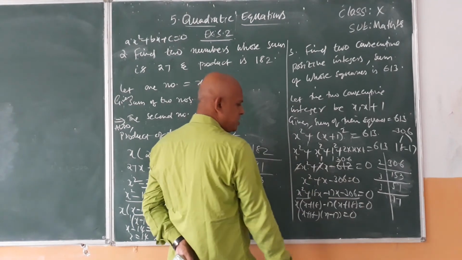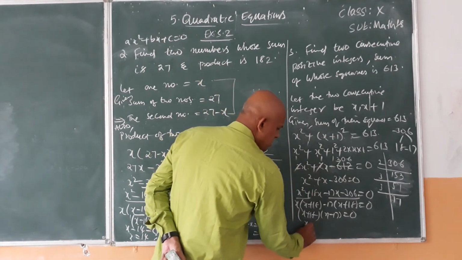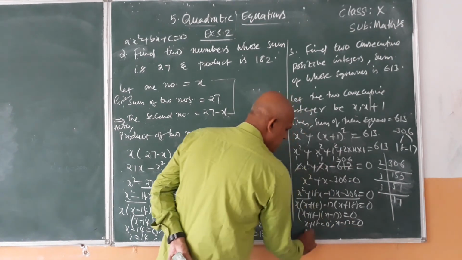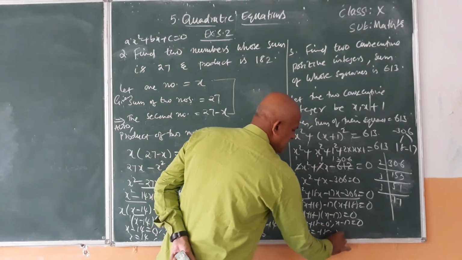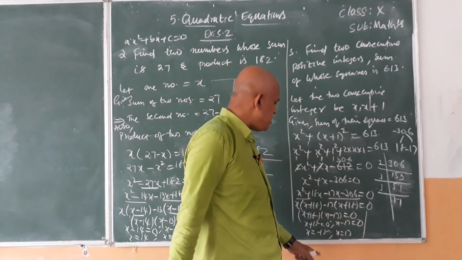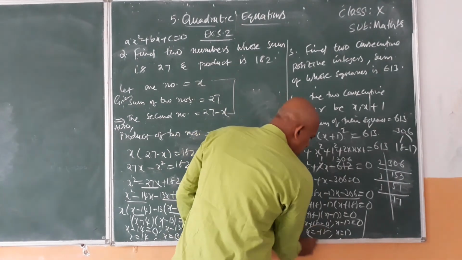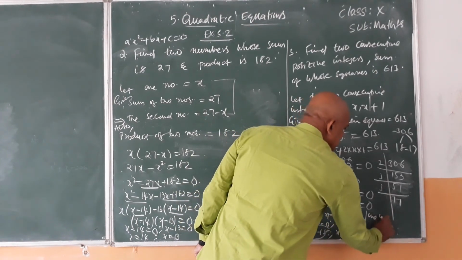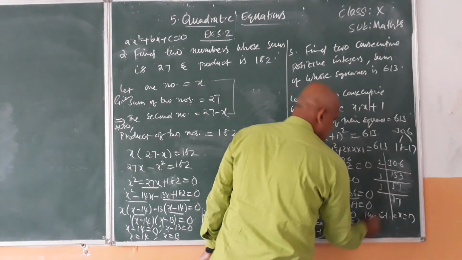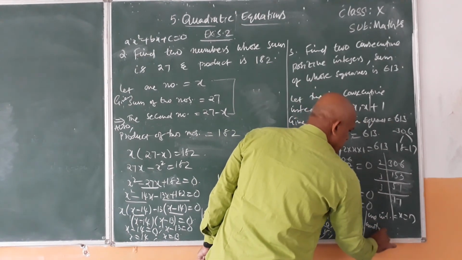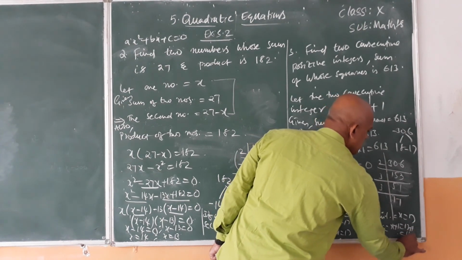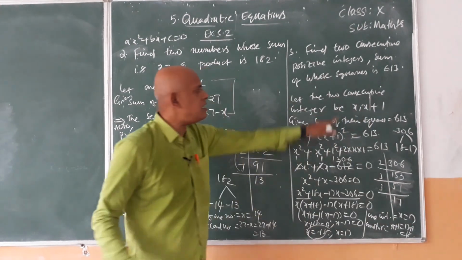When the product of two terms is equal to 0, each one is equal to 0. x plus 18 is equal to 0, x minus 17 is equal to 0. x is equal to minus 18, x is equal to 17. For consecutive positive integers, the negative value we will not take. So one integer is x is equal to 17, and another is x plus 1, which is 17 plus 1, equal to 18. So the two consecutive integers are 17 and 18.